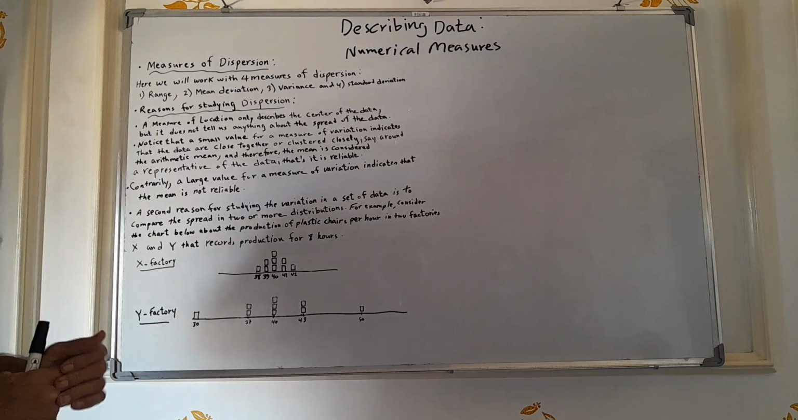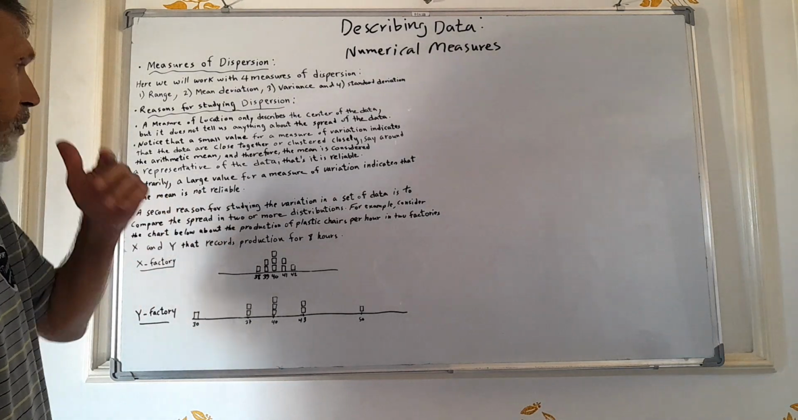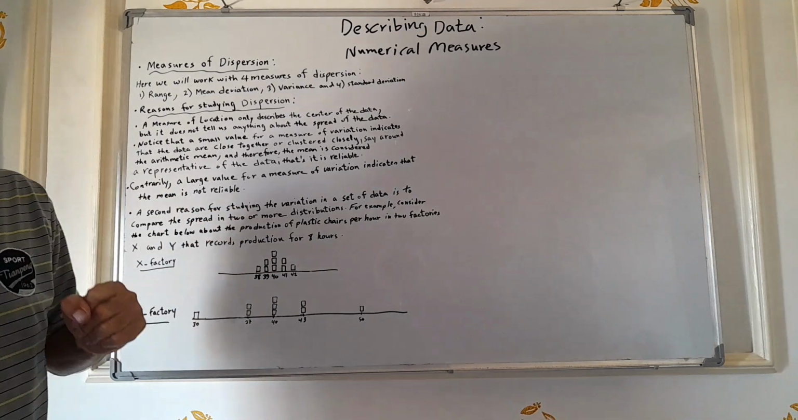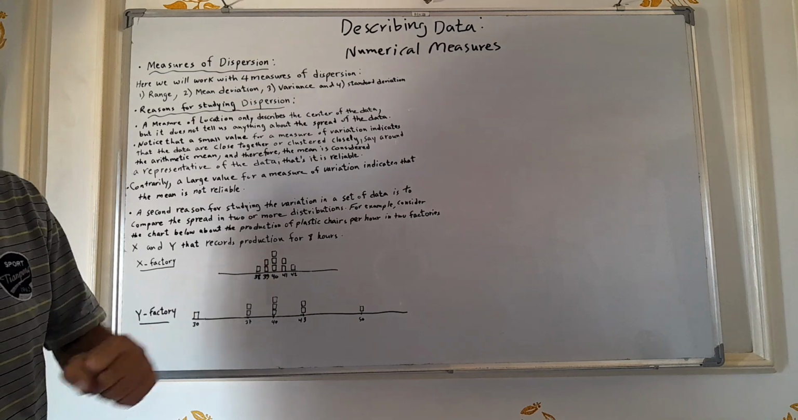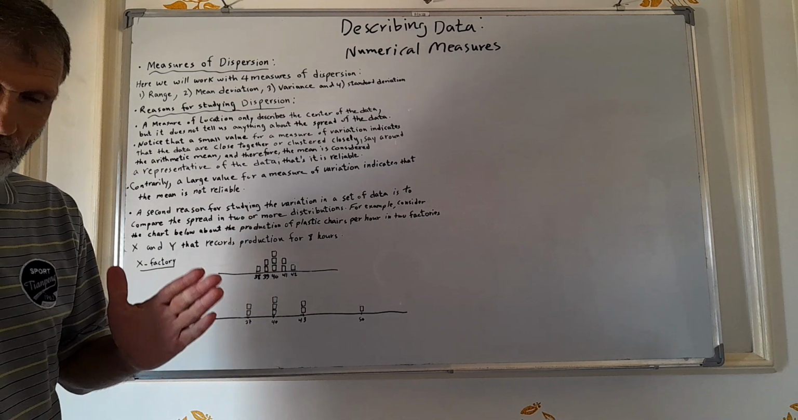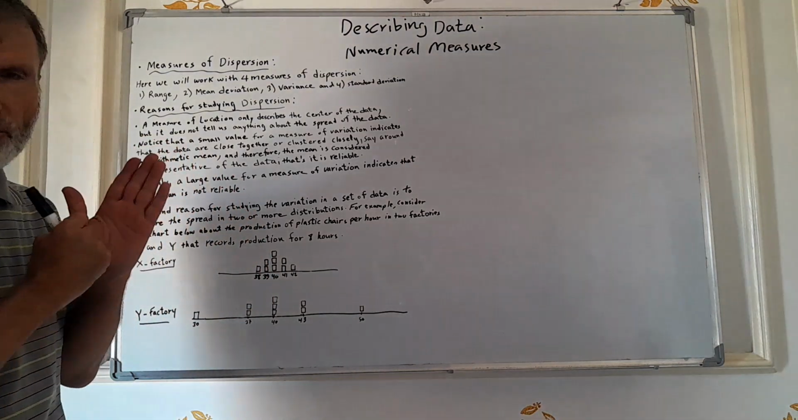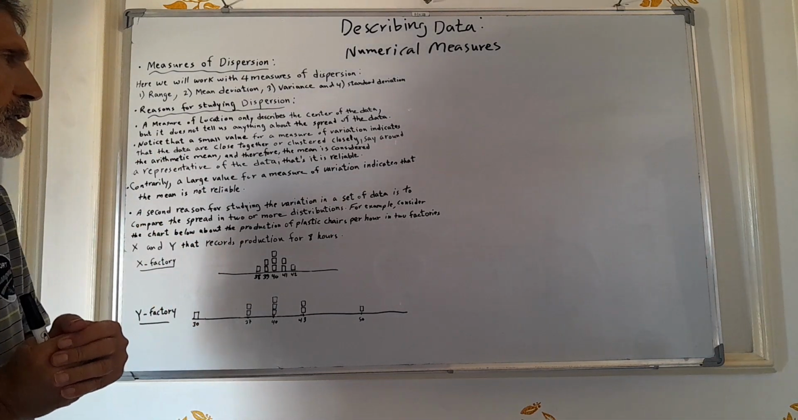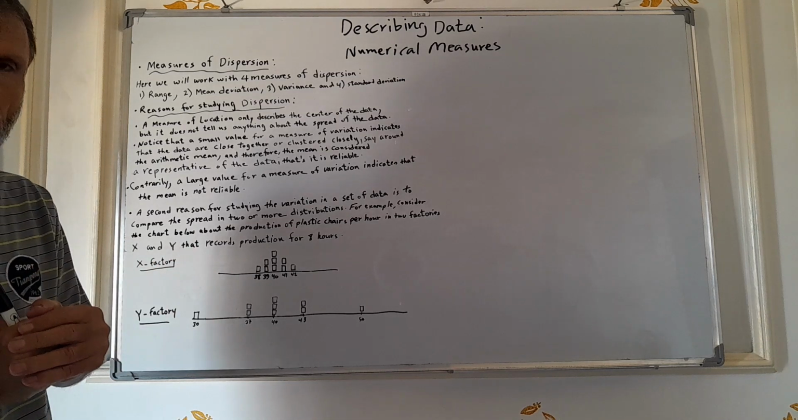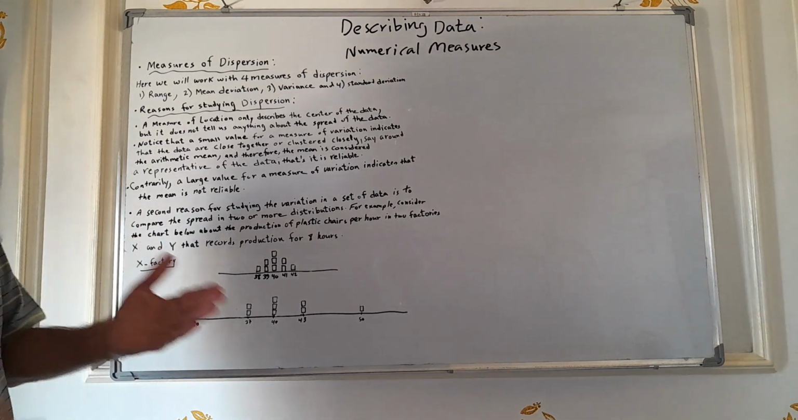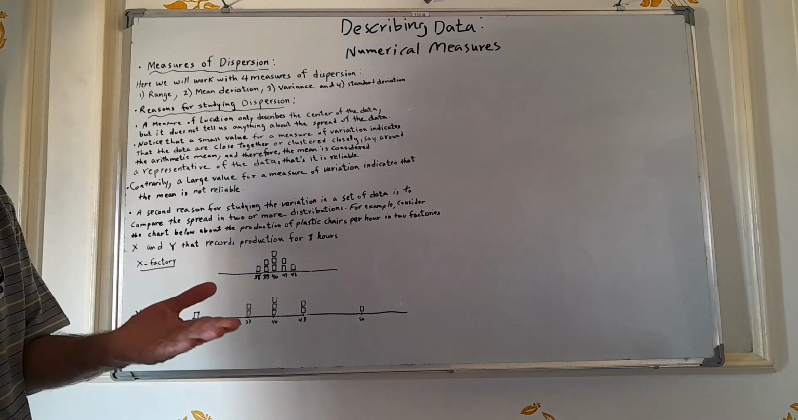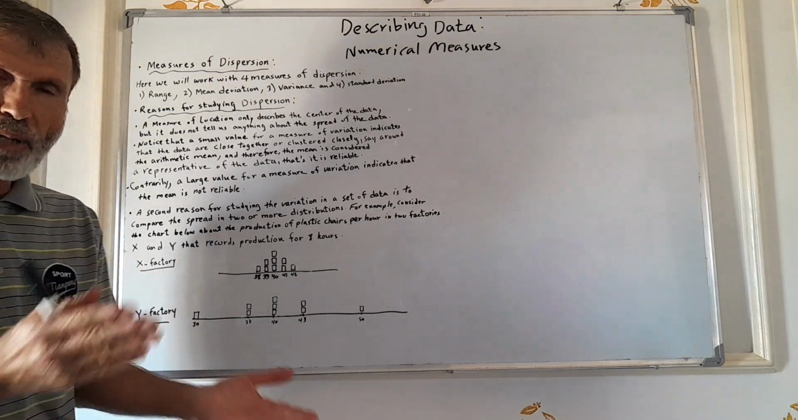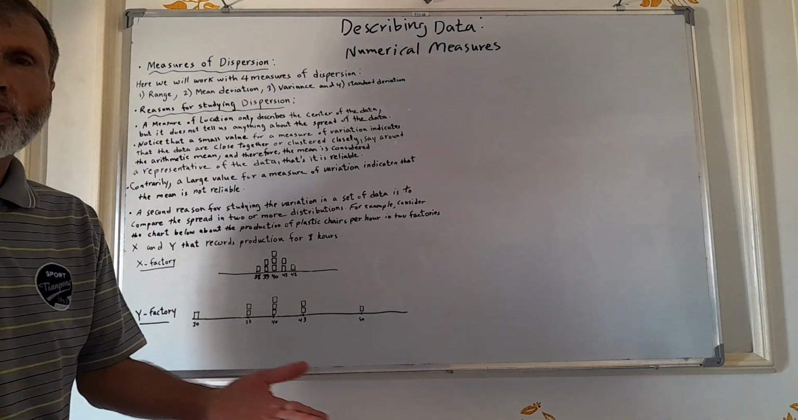Now, conversely, of course, as I said here, we first discussed the first reason for studying the variation in a set of data. Now, the second reason for studying the variation of the data is to compare the spread in two or more distributions. To compare the spread, the variation, in two or more distributions.